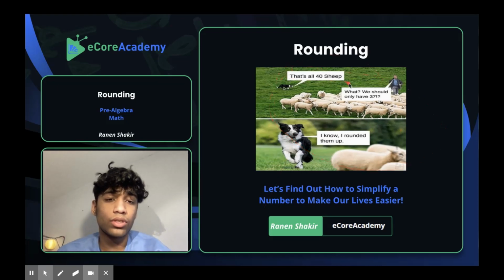So I have this little joke here. It says, "That's all 40 sheep." He says, "What? We should have only 37." And the dog is like, "I know, I rounded them up."